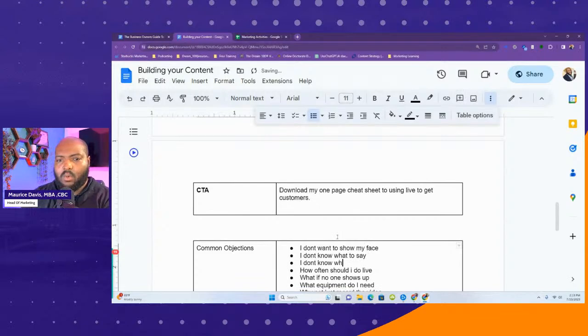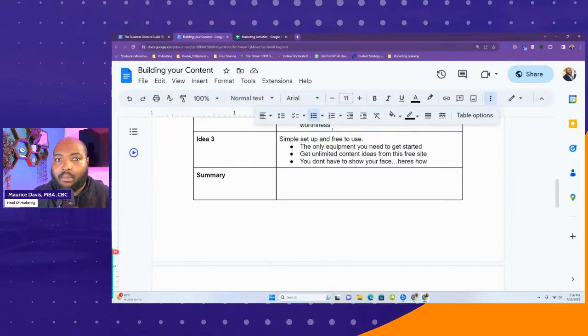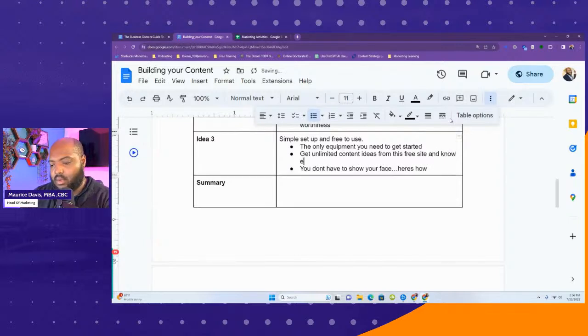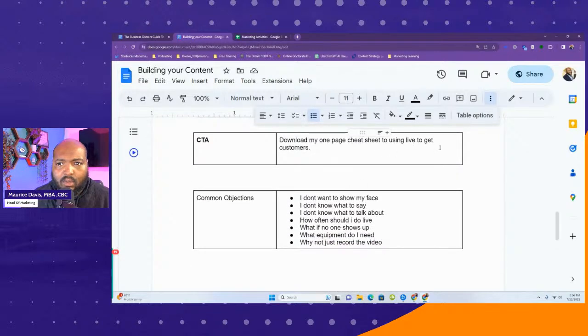I don't know what to talk about. These are actually separate because there are some people that are like, I have ideas, but how do I get them out? So the unlimited content ideas from the site and know exactly how to share them with your audience. Okay. So this is the limited download.